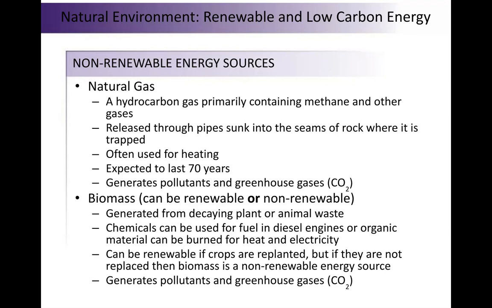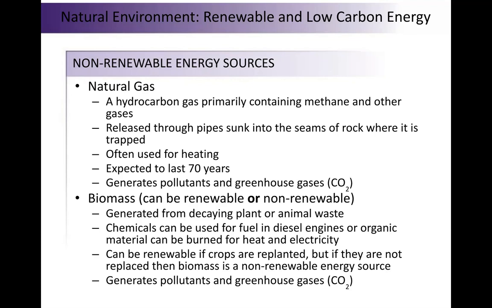A hydrocarbon gas primarily containing methane and other gases. It is released through pipes sunk into seams of rock where it is trapped between rock formations, often used for heating, expected to last 70 years. It also generates pollutants and greenhouse gases.